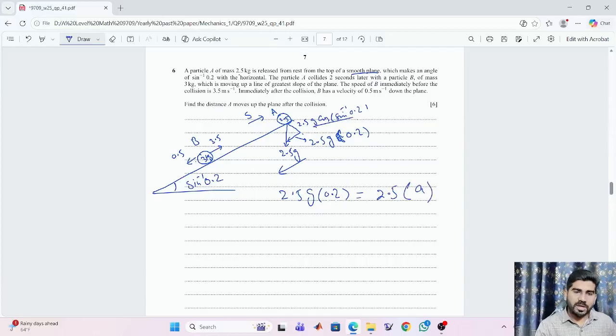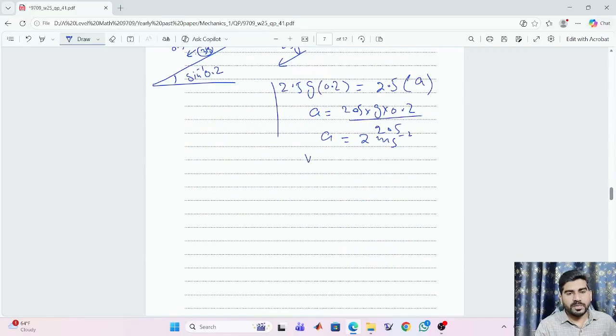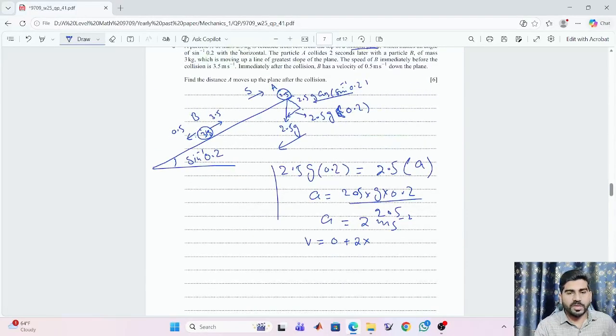First we can find the acceleration of particle A, then we can find the velocity of A before the collision, then we can apply the law of conservation of momentum. So the acceleration of A is equal to 2.5 g times 0.2 over 2.5. Let's calculate this: 2.5 times 10 times 0.2 divided by 2.5. It will be 2. So the acceleration of A is 2 meters per second squared. Now we can find the velocity before the collision, by using the first equation, V equals U, the initial velocity, plus a t. a is this, and t is given in the question, which is 2 seconds. So the velocity before the collision is 4 meters per second.